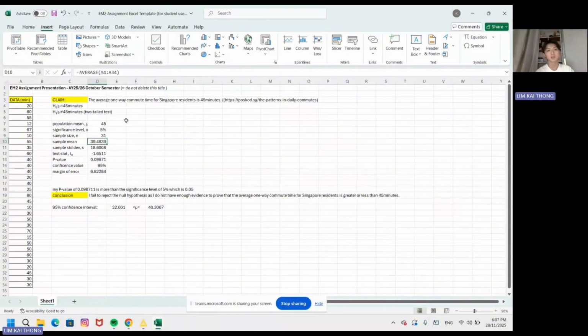And for my sample mean, I use the formula AVERAGE(A4:A34), and it helps me to calculate the sample mean. For my sample standard deviation, I use STDEV.S because it's a sample standard deviation, (A4:A34), my set of values, and it gives me the standard deviation of 18.6008. So for my test, since the population standard deviation is not given, I cannot use the z-test, so I can only use the t-test.